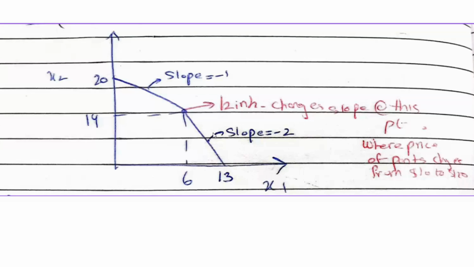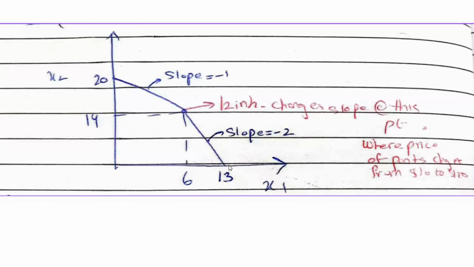So when you're graphically plotting it, first indicate your kink point, which is 6, 14 in this case, because after the 6 pair of pants, the price of pants changes. And in the region before the kink, we found the vertical intercept is 20, you label it here. And in the region after the kink, we found the horizontal intercept is 13, you label it here. Now you just need to join these 3 points with a line.